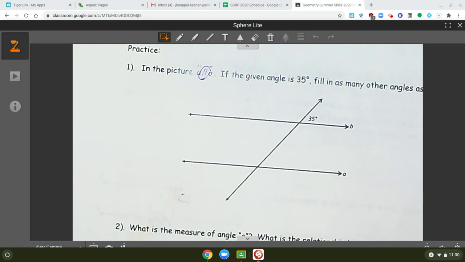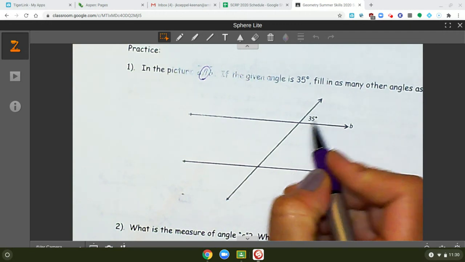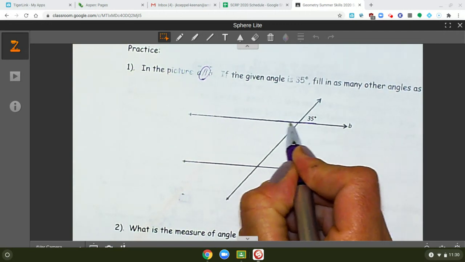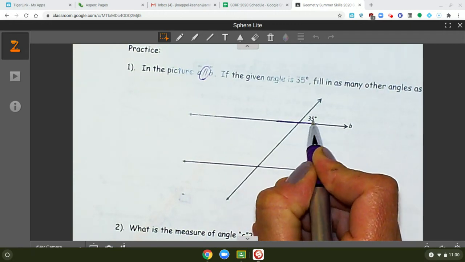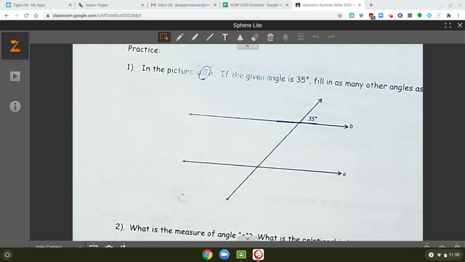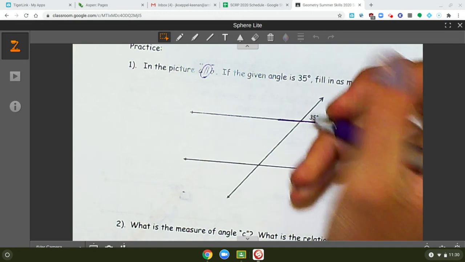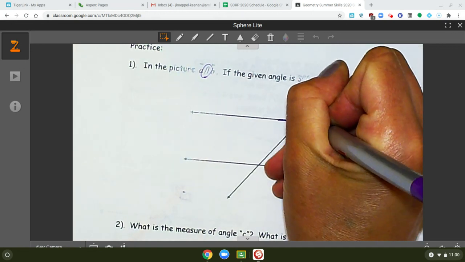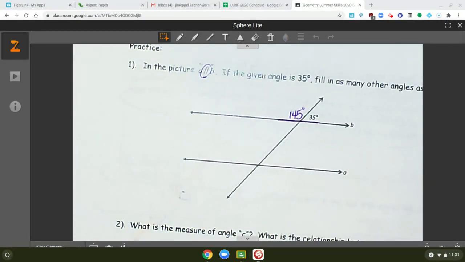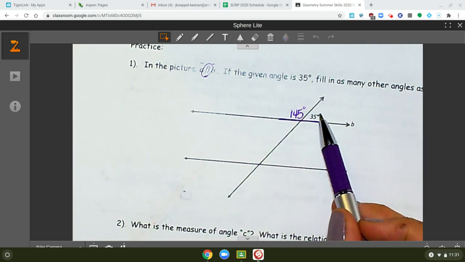So I'm going to start by using the linear angles. So we know that this is a straight parallel line. So that means these two angles have to add to 180 degrees. So I'm going to do 180 minus 35, and I get 145. So I can put 145 into the picture. And now I know every single one of the other angles in this picture has to be either 35 or 145.